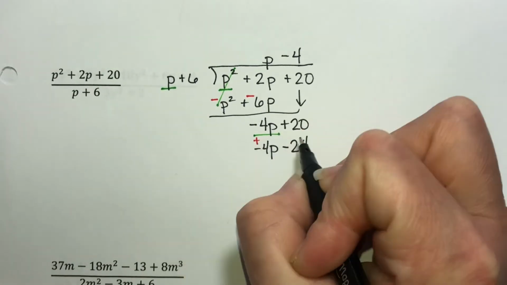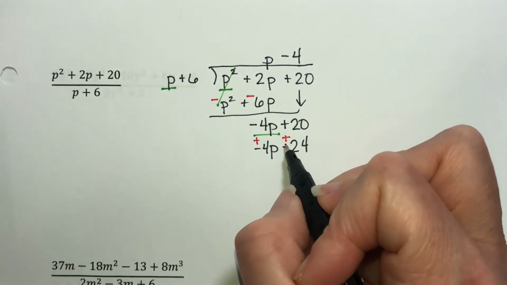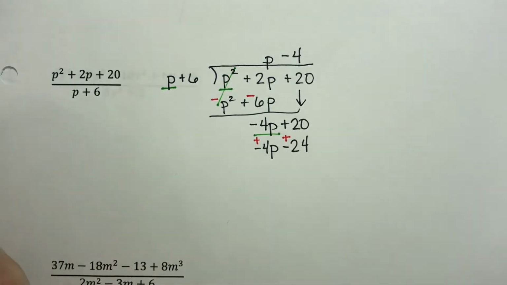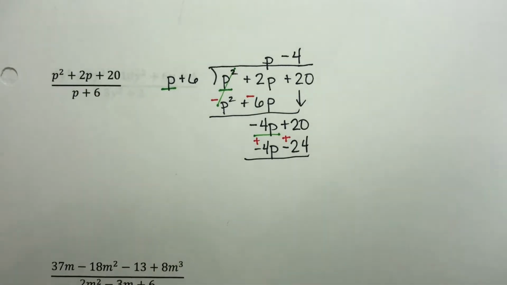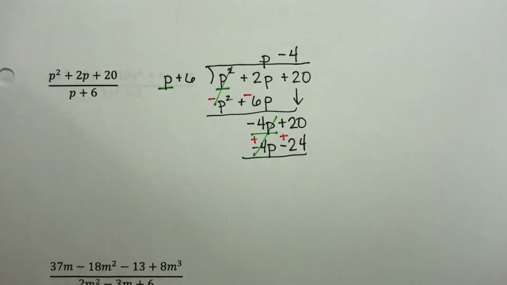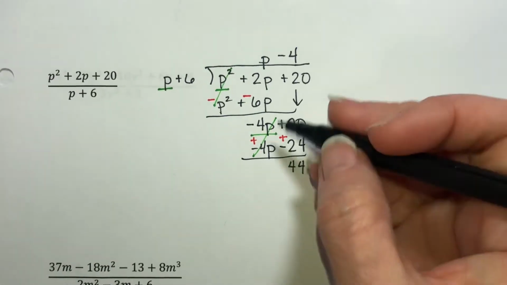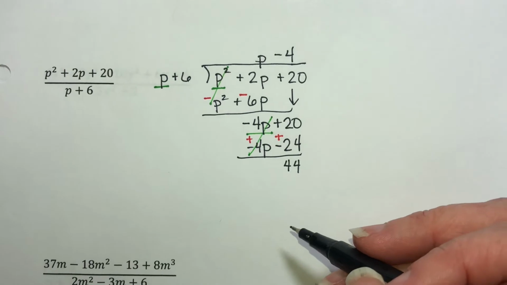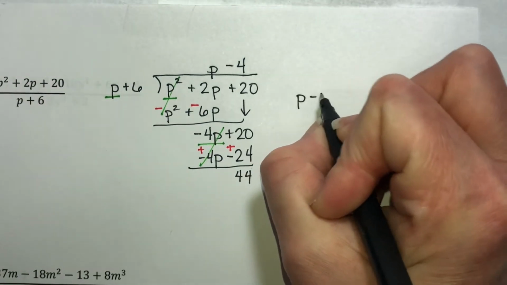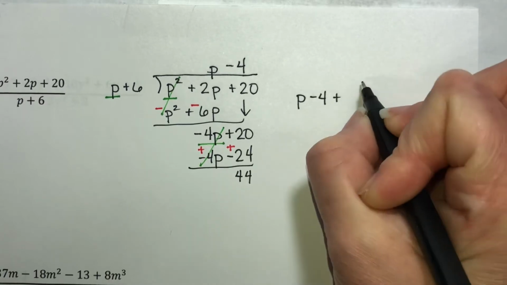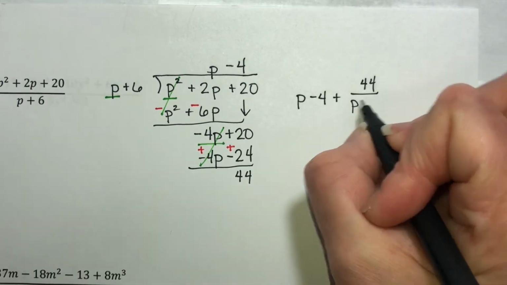And I mentioned this back when we were subtracting polynomials, but I strongly suggest you do not change a minus to a plus by simply putting a line through it. It can mess you up later when you come back to check your answers. Okay, those cancel, and I get 44 here. There's nothing left to bring down, so my answer is p minus 4 plus 44 over p plus 6.